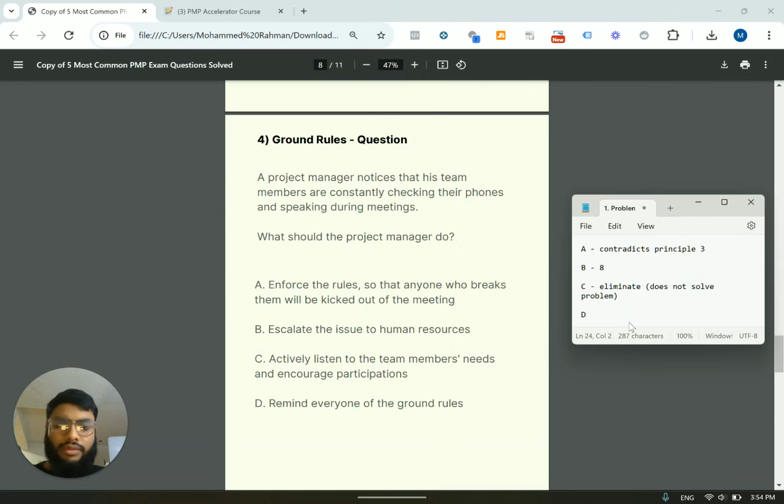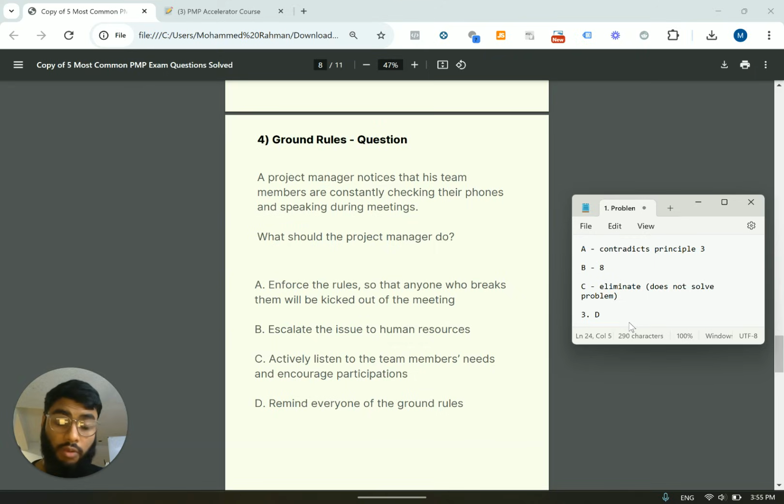D, remind everyone of the ground rules. So choose D. Okay, D solves the problem completely. Remember, on your exam, you are going to receive a question like this. When there are small issues, like people are checking their phones or not paying attention, you want to remind them of the ground rules. Remember, this is not a performance issue.